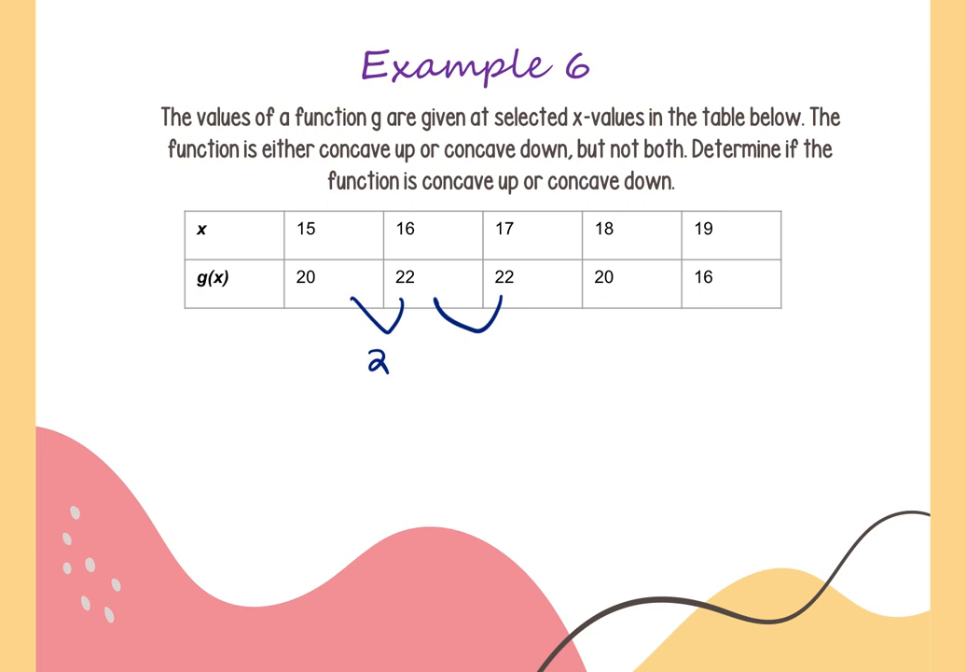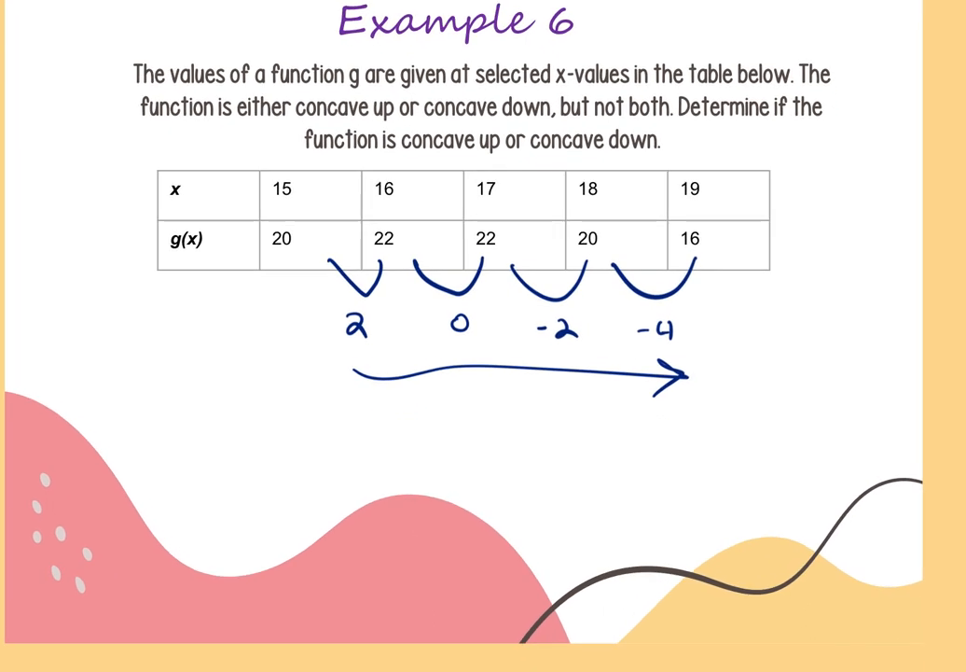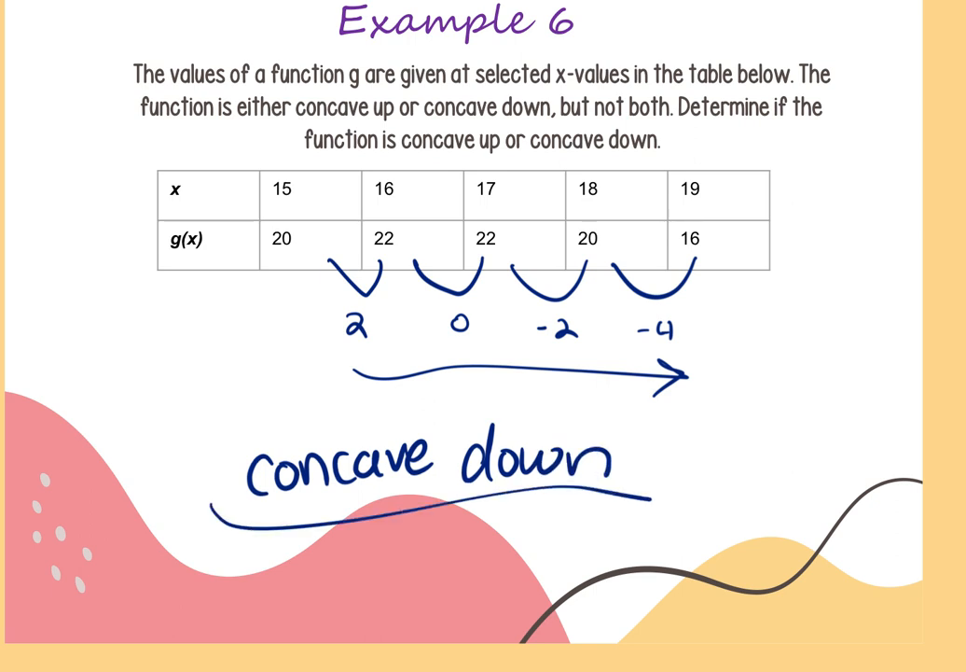That's 2. 22 minus 22 is 0. 20 minus 22 is negative 2. 16 minus 20 is negative 4. What's happening to these values? They are decreasing, which means this is concave down. Down for decreasing. Yep. For one where it says that it's either concave up or concave down, you only have to find the first two, right?